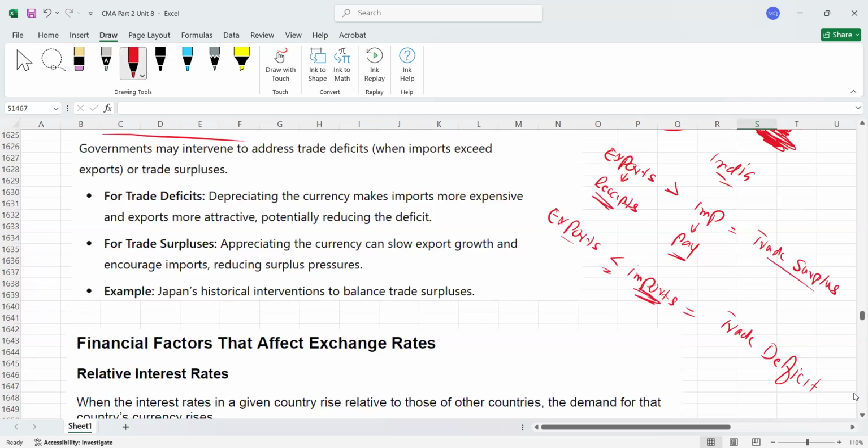This is called trade deficit. Okay, now I'm going to give you a Japanese example. So if you want to remove trade surplus, how can you remove it? Obviously, if you reduce the exports.